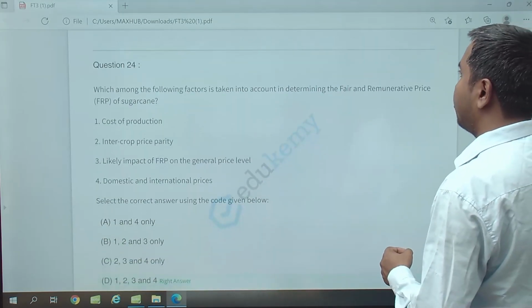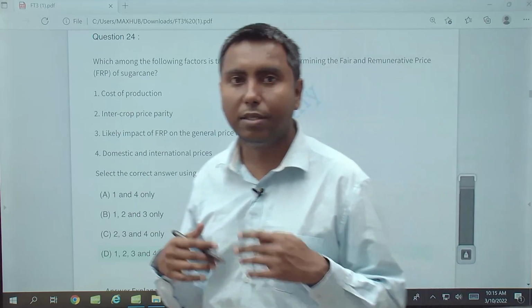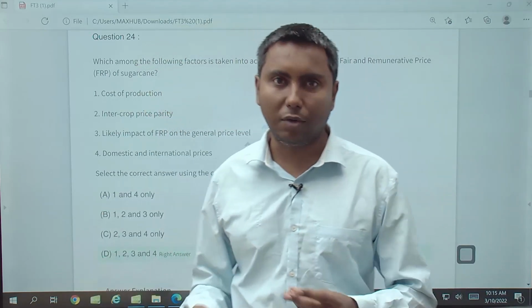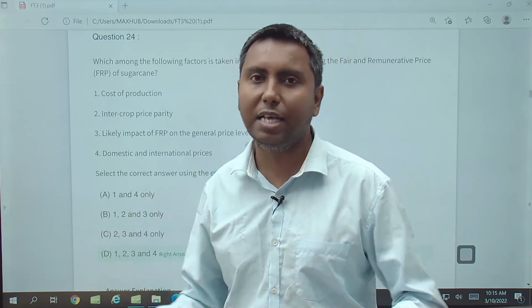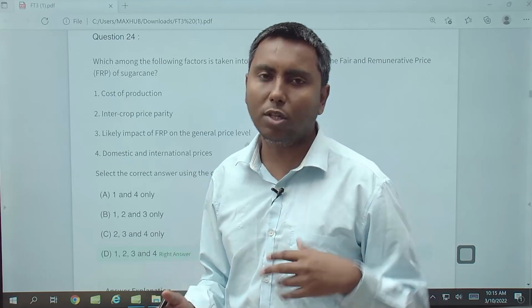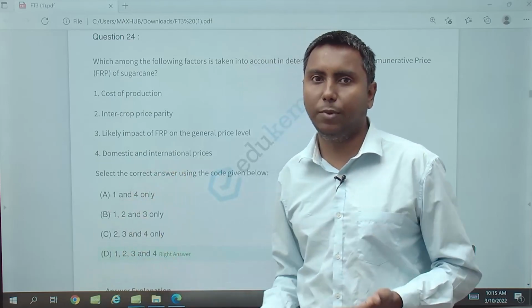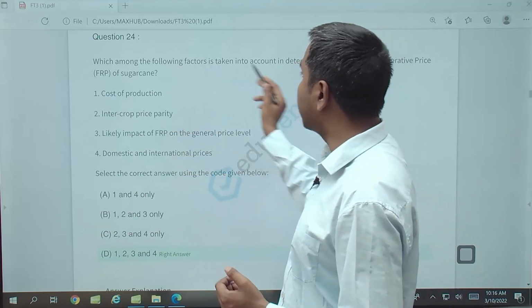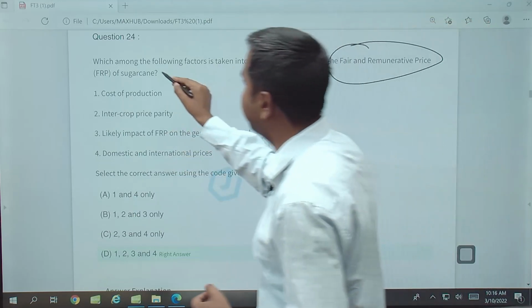Now let's see question number 24. All I'm trying to do is find ways to solve a question with the minimum amount of information you have, because in the exam hall it may so happen that you will know only 1 or 2 statements out of all the statements. So you will have to proceed on the basis of those statements only. Which among the following factors is taken into account in determining the fair and remunerative price of sugarcane?